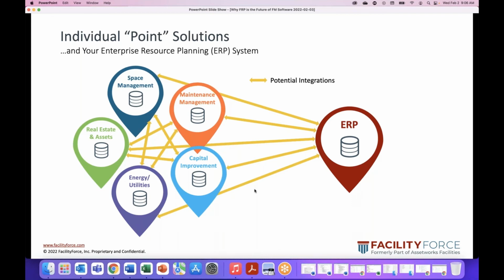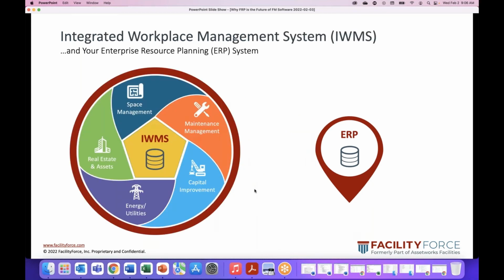So enter the IWMS, which is an integrated solution that covers all those functional areas. You may not need all of the areas. In fact, you may only use a couple of the areas within an integrated solution, but the potential is there to cover all of them. And then in terms of integrating with your ERP, there's one integration point, and it really simplifies what's going on here. You're integrating two enterprise solutions, and there's a lot of elegance in having just two systems integrated rather than the 6 that you saw on the previous slide.